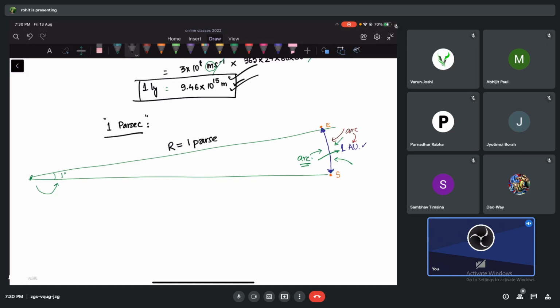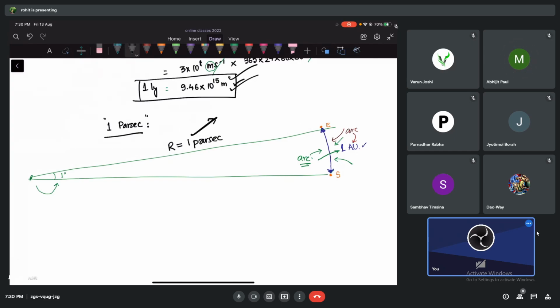Are you clear what is 1 parsec, guys? Yes, sir. So what is 1 parsec? Now tell me, is 1 parsec the length of the arc? Yes or no? Is 1 parsec the length of the arc, or it is not the length of the arc? No, it is not the length of the arc. So what is it? It is the radius, right?